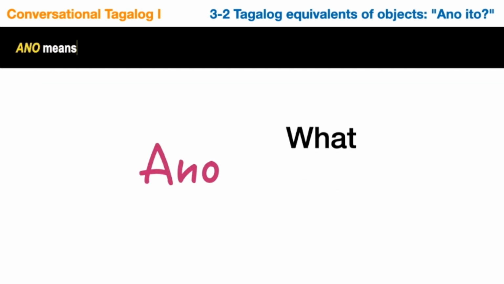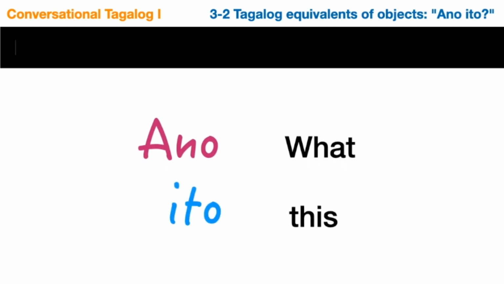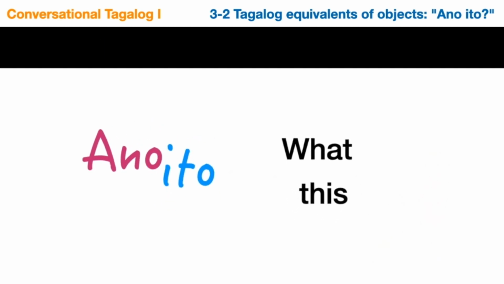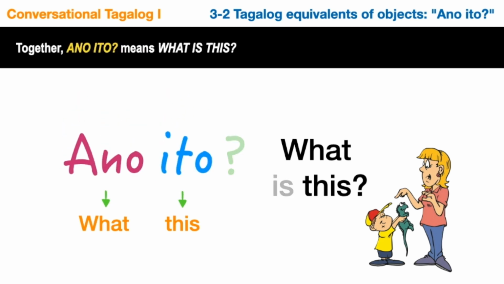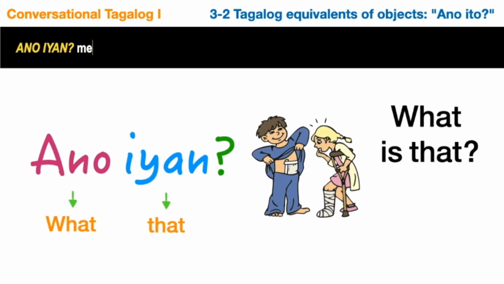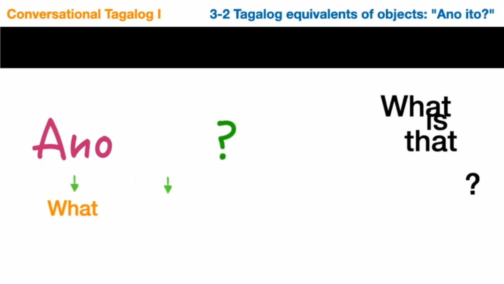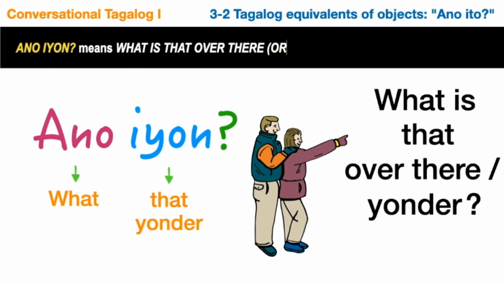Ano means what. Ito means this. Together, ano ito means what is this? Ano yan means what is that? Ano yon means what is that over there or yonder?